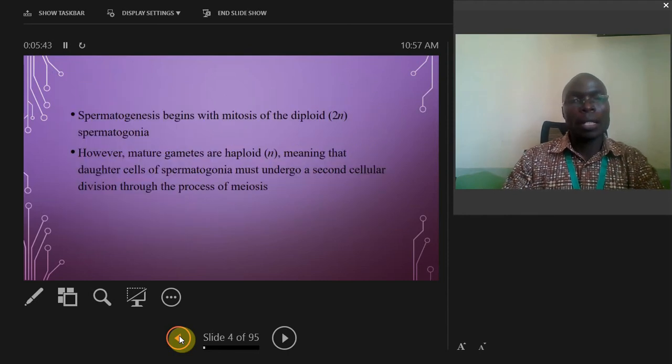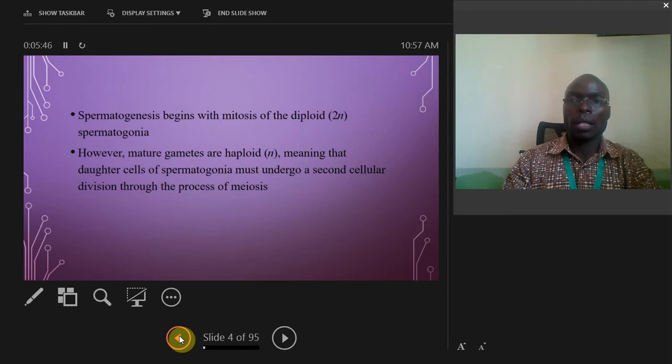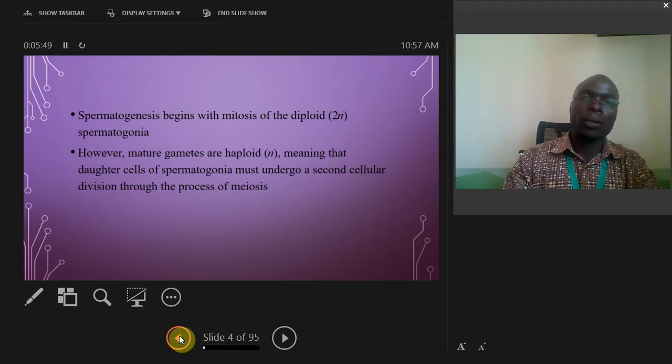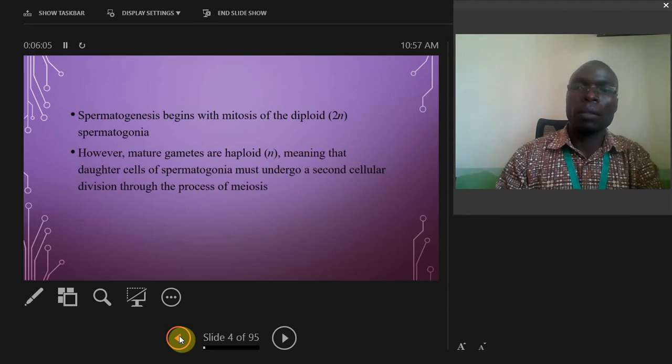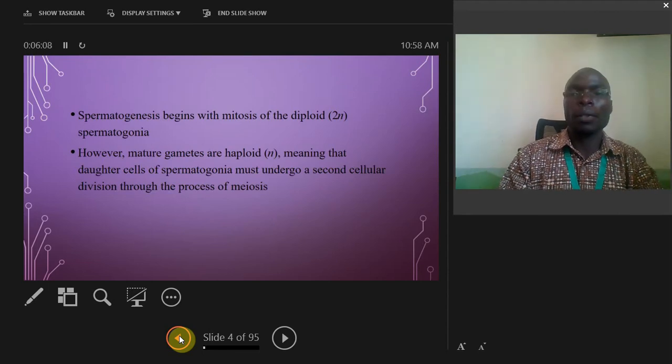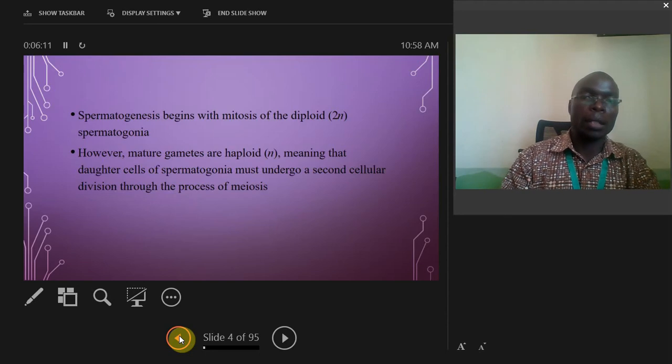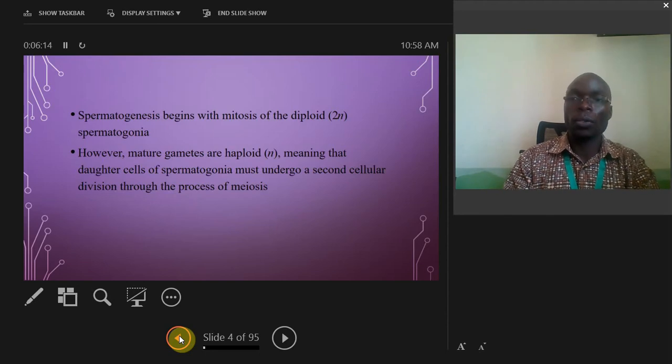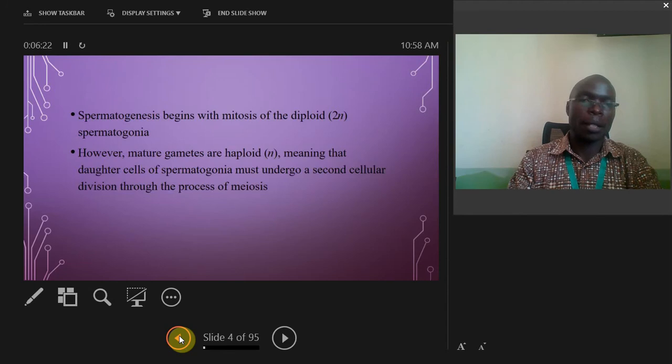Now, spermatogenesis begins with mitosis. That's division of the original mother cell, what we call a spermatogonium, into two daughter cells. Therefore, the initial mother cell, the spermatogonium, is normally a diploid cell, and it undergoes mitosis to produce two daughter cells, which are also diploid. I'm sure you understand the process of mitosis. We discussed it much earlier.